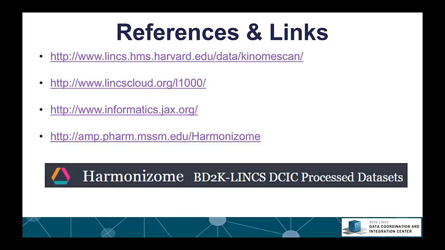The datasets discussed in this presentation can be accessed via these links. The LINCS DCIC also provides access via the Harmonizome to processed datasets derived from these resources. The processed datasets are provided in standardized matrix, edge list, and set library formats, and all gene identifiers have been mapped to NCBI gene symbols and gene IDs. By mapping identifiers and standardizing data formats, we have taken care of much of the data cleaning work for you, enabling you to jump into analysis of these data right away.